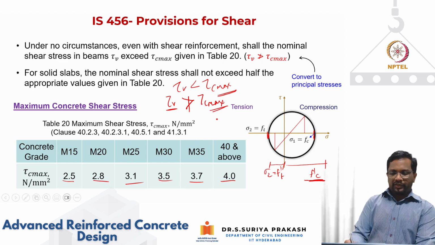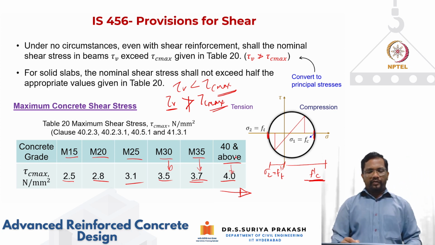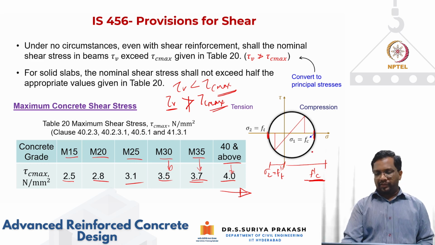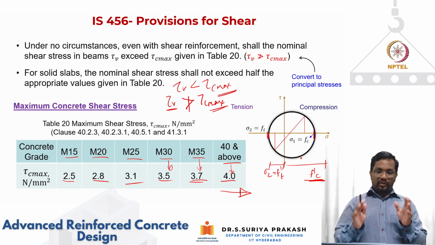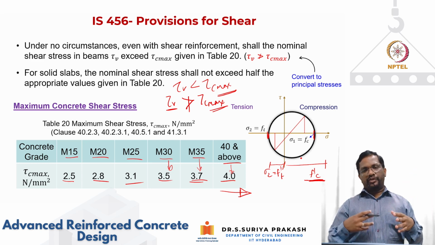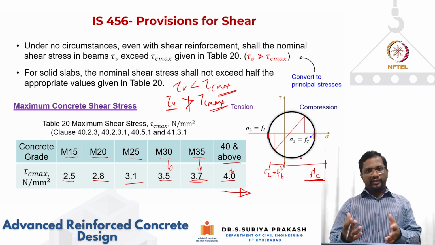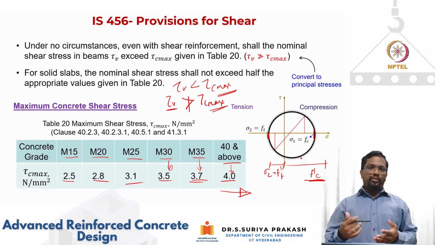So you see, the code is also giving different values for your tau c max as a function of your grade of concrete. You can see here, for M30 I'm getting 3.5, M35 3.7, and M40 and above, it is limited to 4 megapascal. So tau v can never exceed the tau c max that is given here. The reason is your principal compression stress cannot exceed the compressive strength of concrete. In fact, we know that when concrete fails in compression, it's a very brittle mode of failure. And shear, when it is failing in shear compression, is again a very brittle mode. Shear itself is a brittle mode, even when it is failing in tension. Now, when the shear is failing in compression mode, it is even more brittle. It will not give you any warning.